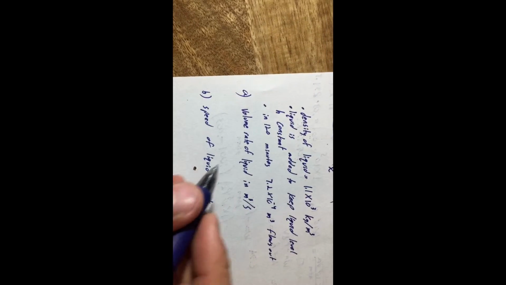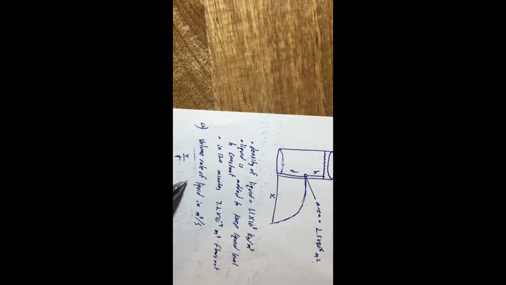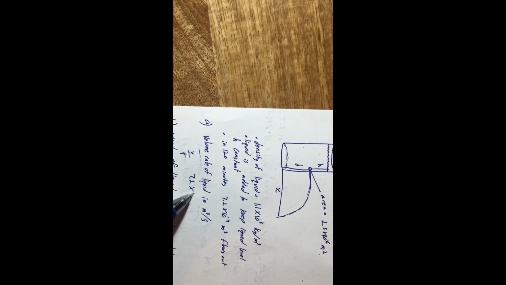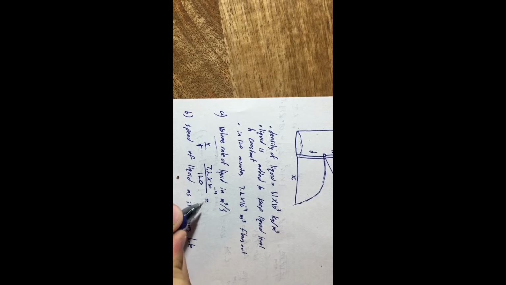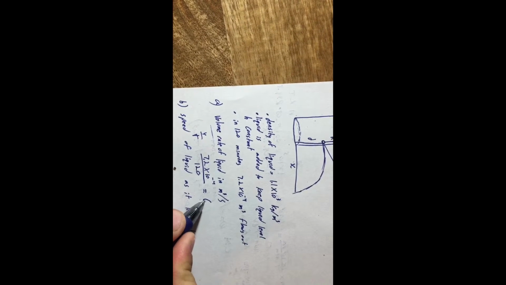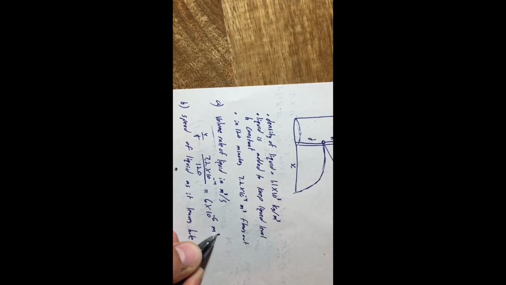So, flow rate is essentially what this is asking for, which is V over t. That is just 7.2 times 10 to the negative 4th over 120, and that equals 6 times 10 to the negative 6th meters cubed per second. So that's your flow rate. Easy peasy, part A.